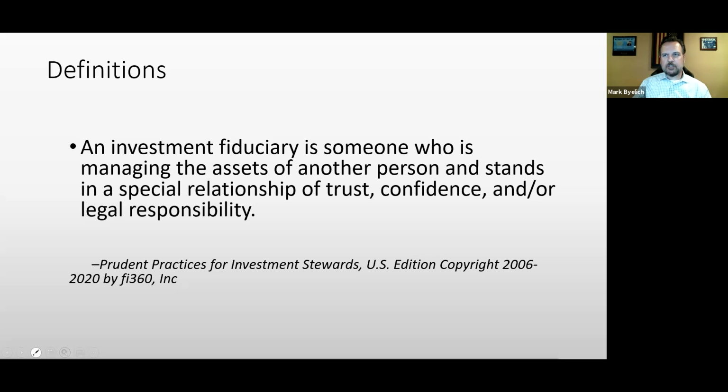So that's the definition of a fiduciary. An investment fiduciary is someone who is managing the assets of another person and stands in a special relationship of trust, confidence, and or legal responsibility. Is that me? Well, certainly. Is it also a power of attorney? I would think so, and I'm going to say yes. Is it an executor of an estate? Sure. And is it a trustee? Absolutely. So I hope you'll see as we go that there are many more people subject to these rules and responsibilities than a certified financial planner, an investment manager, or a 401k provider. And it may be you.